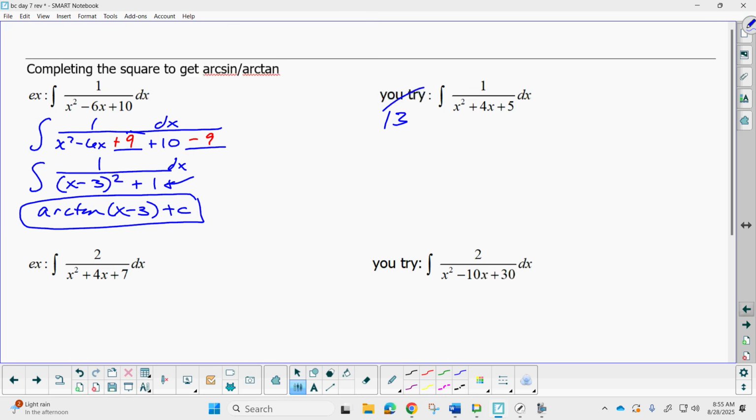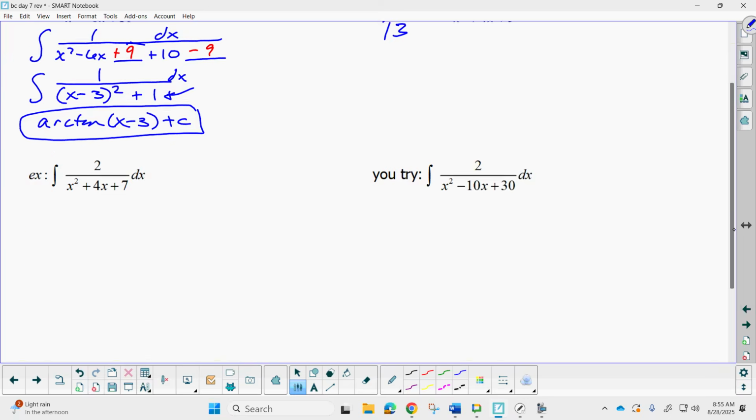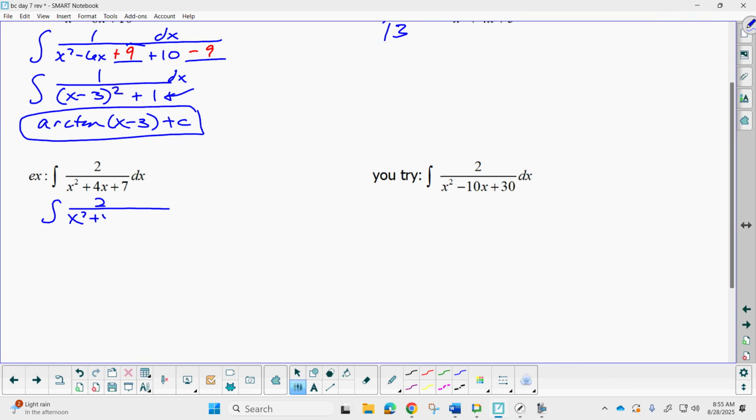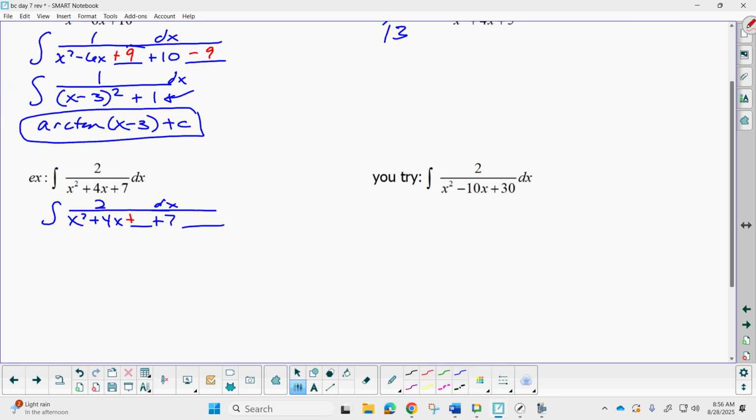And so here we go, putting those two skills we just practiced together. Say I completed the square here. X squared plus 4x, leave a space, plus 7, leave a space. What goes there? Plus 4 minus 4. So now your new integral equivalent is 2 times the square of x plus 2 plus 3 dx.